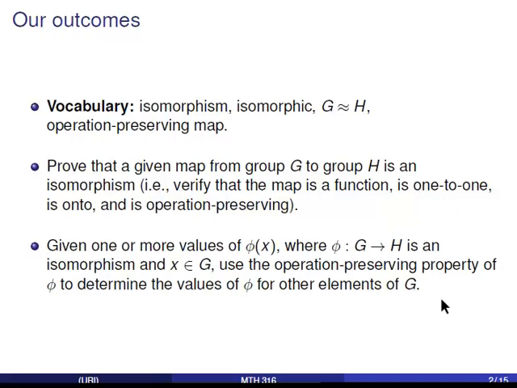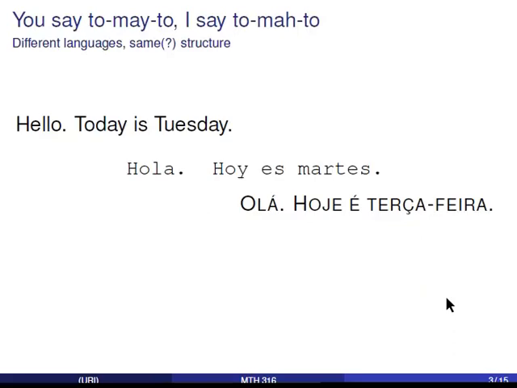To introduce the idea of an isomorphism, I want to remind you that sometimes we mean to say the same thing, but we end up using different language. For instance, the three sentences, "Hello, today is Tuesday," in English, "Hola, hoy es martes," in Spanish, and "Hola, hoje é terça-feira," in Portuguese, are saying the same thing. They are saying, in the languages of Spanish and Portuguese and English, "Hello, today is Tuesday."